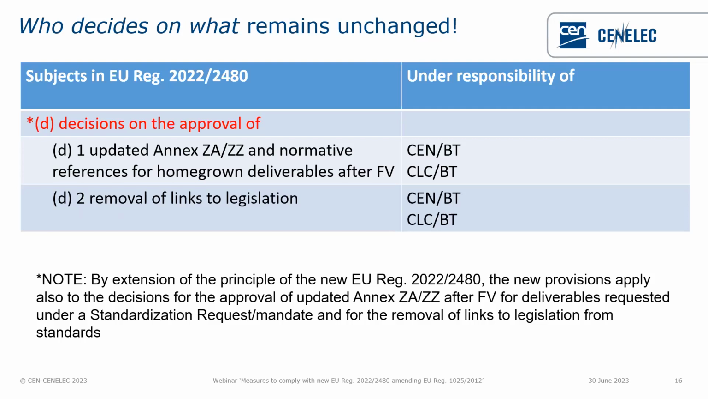And then there is a D, a fourth group of decisions that are de facto covered by the new regulation 2480, even if not explicitly mentioned in it. It is when there is a need to update the Annex ZA in CEN and ZZ in CENELEC and the normative references for homegrown deliverables after formal vote, which is under the responsibility of the BT, and also when there is a need to remove the links to legislation for a specific work item, which again is under the responsibility of the technical boards.